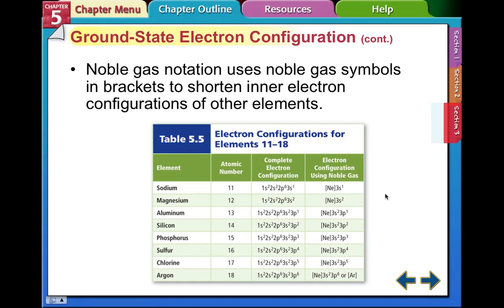Okay, noble gas notation uses noble gas symbols in brackets to shorten inner electron configurations of other elements. So remember, we're scientists and we're lazy and we're going to use shortcuts. So when we get down to sodium, we are going to use neon, which is the noble gas configuration, and we're going to put that in brackets, and then we're going to add the configuration to that. So sodium is 1 electron past neon, so we are going to have neon in brackets and then 3s1.